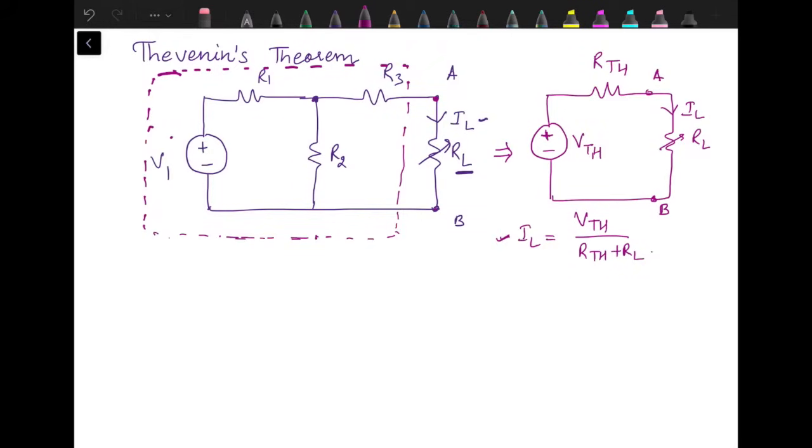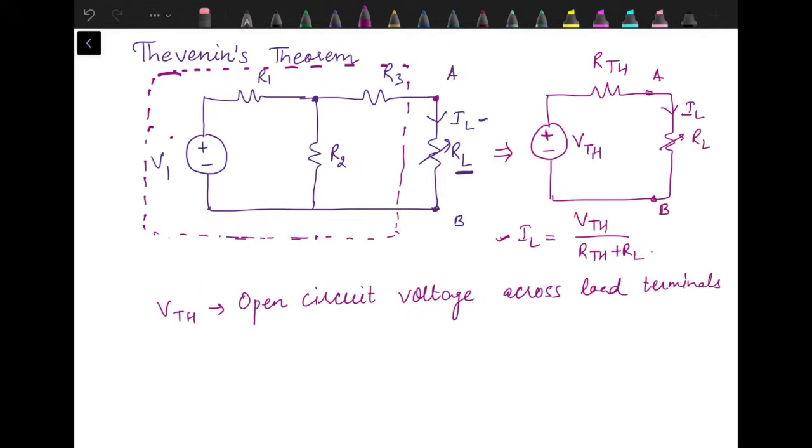Now the question is, what is VTH? VTH is open circuit voltage across load terminals. Now open circuit means we need to remove the load resistance, and then calculate the voltage between these two terminals.